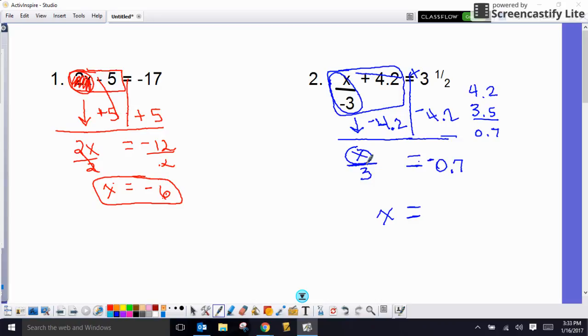alone. So the opposite of divide by 3 is if I multiply by 3. Now, I don't have to put this 1 underneath the 3, but when you start learning to multiply by 3, be sure that you write it up high or you write it really big. So multiply by 3 over here and get -2 1/10. So x is equal to -2 1/10.